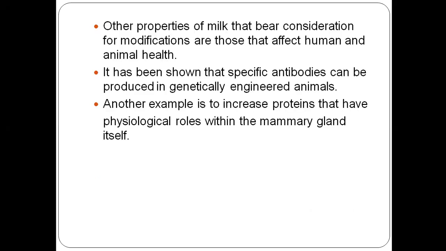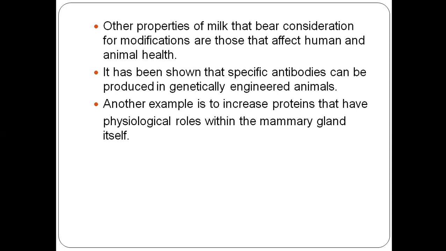Other properties of milk that bear consideration for modification are those that affect human and animal health. It has been shown that specific antibodies can be produced in genetically engineered animals. You might know that antibodies fight against antigens. Through this transgenic process, you can allow the animal to produce specific antibodies against particular disease antigens, so that we can overcome health problems in animals.